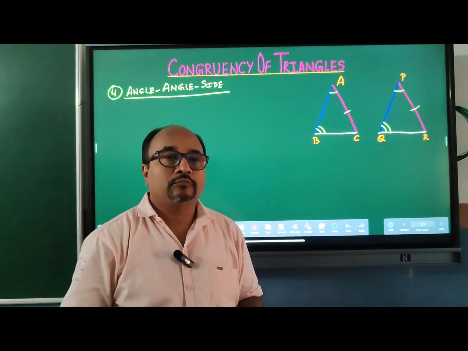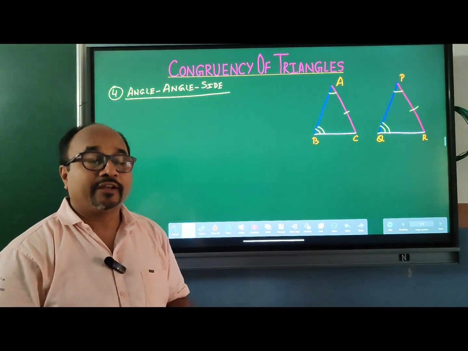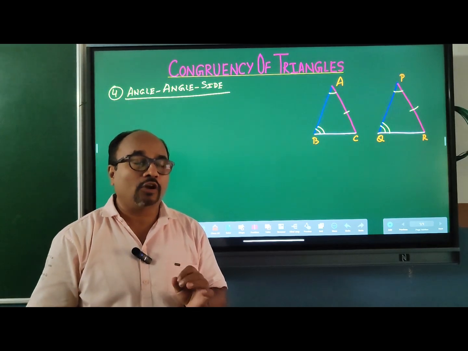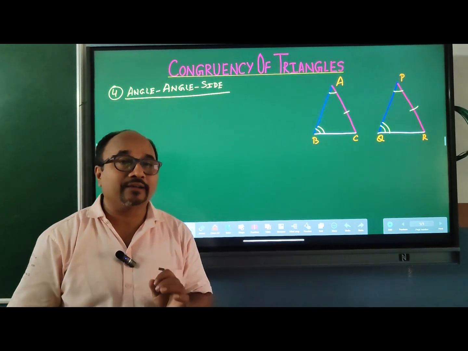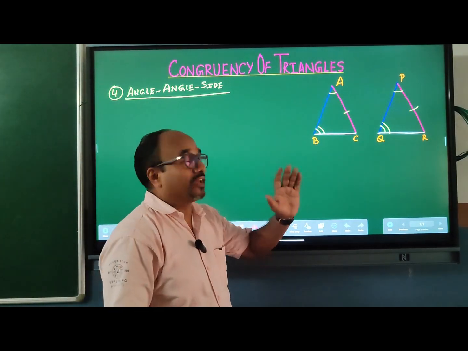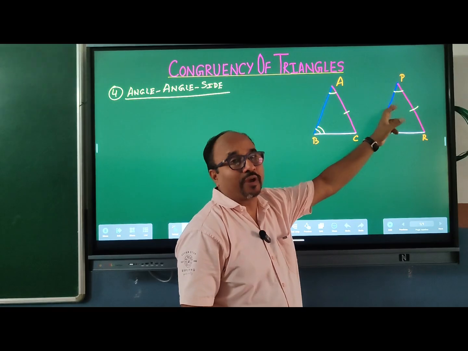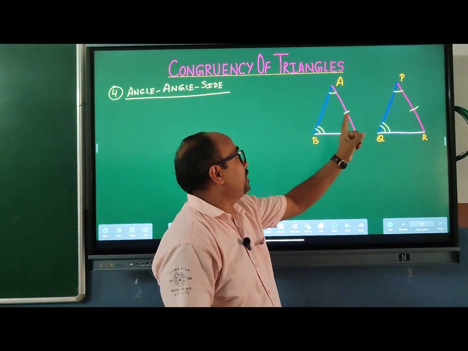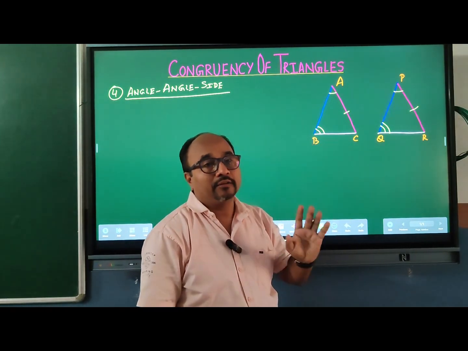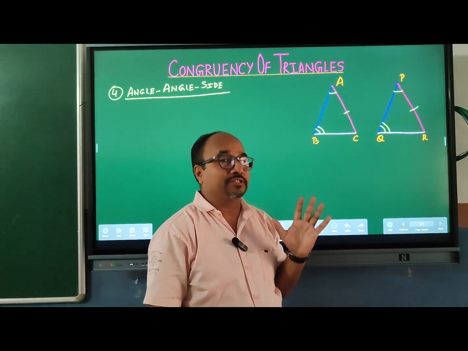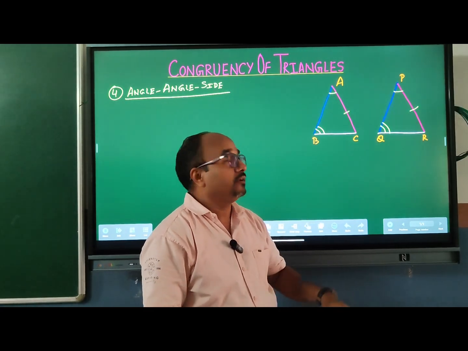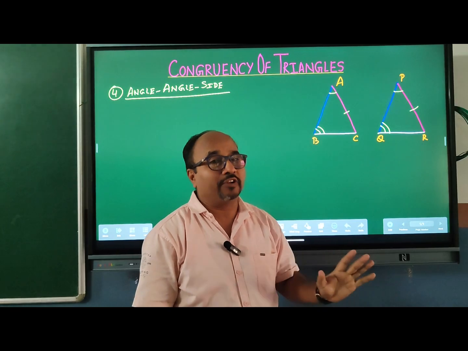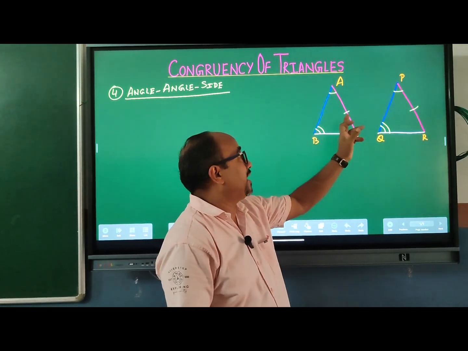Now we come to the fourth rule, where two angles and one side are equal, but the side is not between the two angles which are equal. So you can see here, I have angle A equals angle P, angle B equals angle Q, but the sides equal are AC and PR. The location of the side should be the same for both the triangles. Like, if the side AC was equal to QR, then the two triangles will not be congruent. They have to be at the same place.